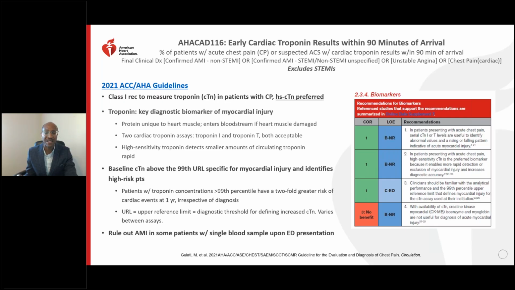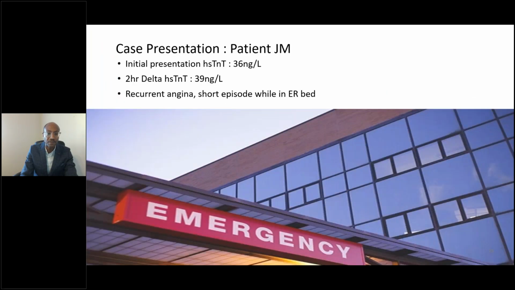Patients with underlying coronary artery disease but not having acute coronary syndrome can have elevations in biomarkers suggestive of injury, which is very different from acute coronary syndrome specifically. So I'm coming back to our case, right? Our patient had a high sensitivity troponin of 36 nanograms per liter.